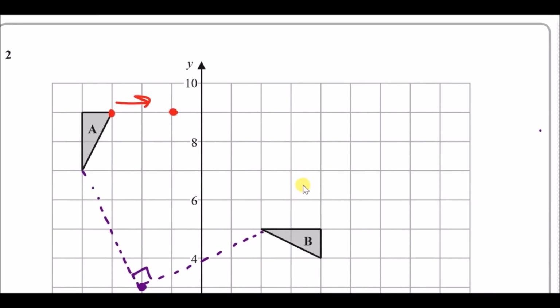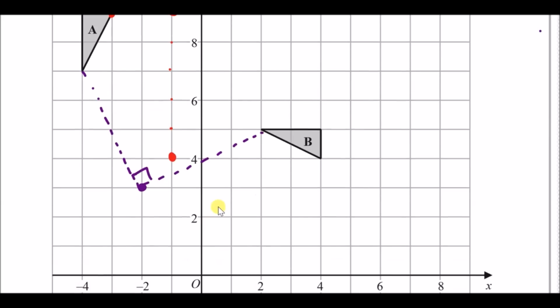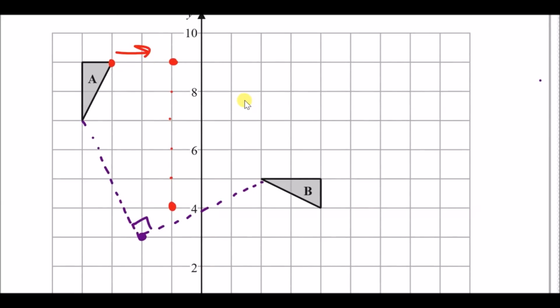So moving it 5 down is going to go 1, 2, 3, 4, 5. So this means that this top right corner is going to appear here. And just copying the shape of the triangle, it's going to be something like this. And then labeling it C. And that's it, guys. It's literally done.